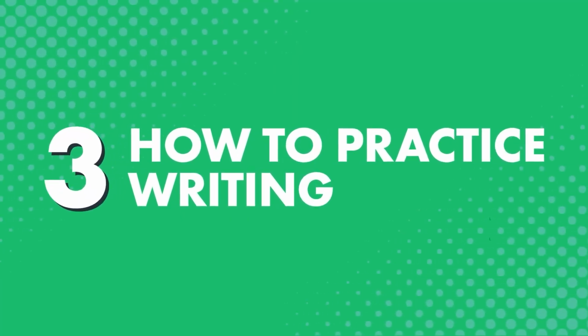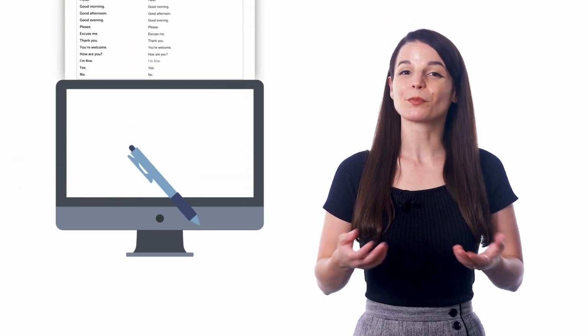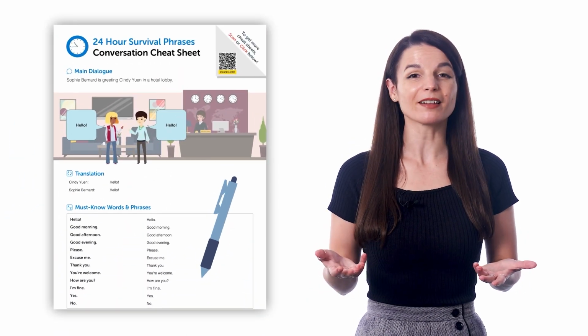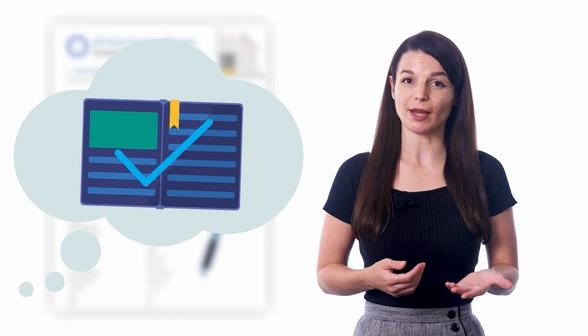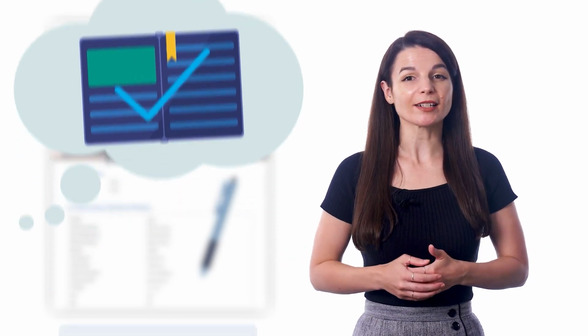3. How to practice writing. The easiest way to practice writing is to simply copy out the words on the cheat sheet into a notebook. You can also print out the cheat sheets and write on them directly. And as a bonus, you get to remember all of the words and phrases better. Whichever skill you want to practice, be sure to do it a few times a day, every day, for the language to really stick. Or just use the cheat sheets to cheat and get the must-know words for a topic you want to talk about.